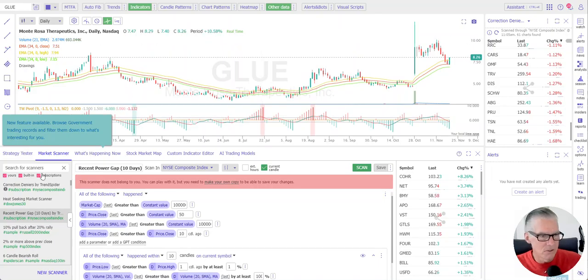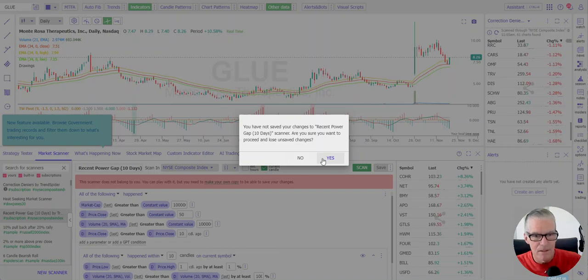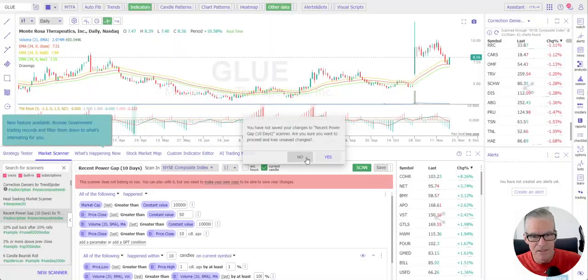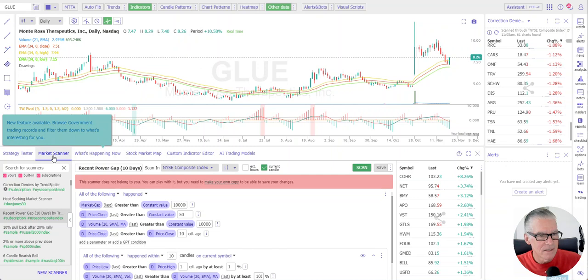So if you go over here and click on Market Scanner, right? If you get rid of that, do I want to save changes? No. Let's just go to Market Scanner. We're already in Market Scanner. There are two scans I wanted to show you.